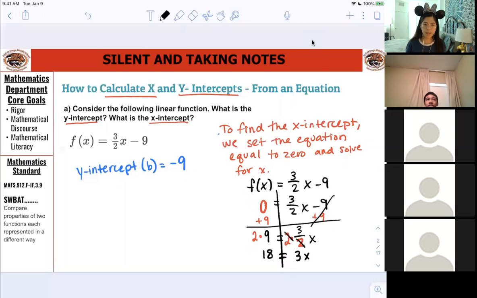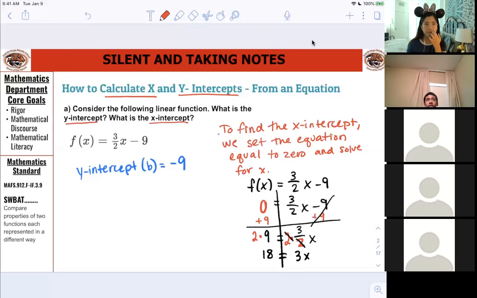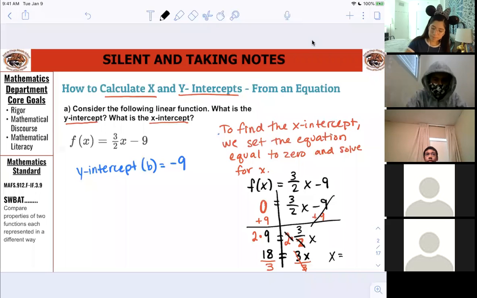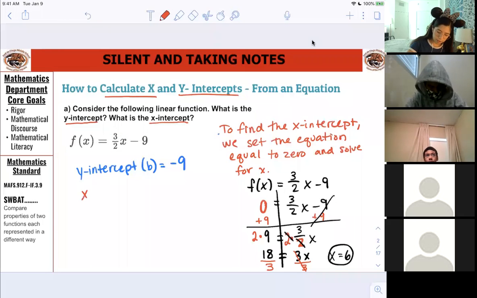So now we're almost done. What's my last step going to be? Divide by 3. Good. And so what's 18 divided by 3? Good. 6. That's my x-intercept. So the y-intercept was -9, and the x-intercept was 6.